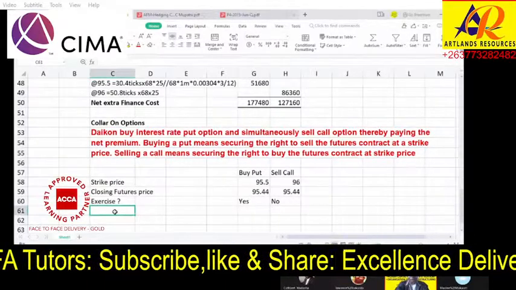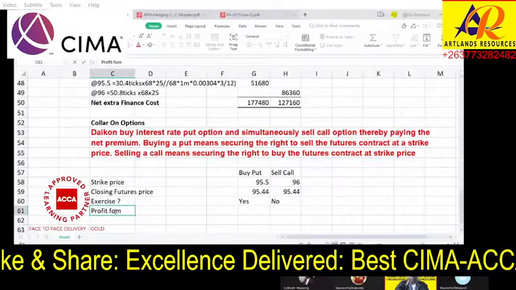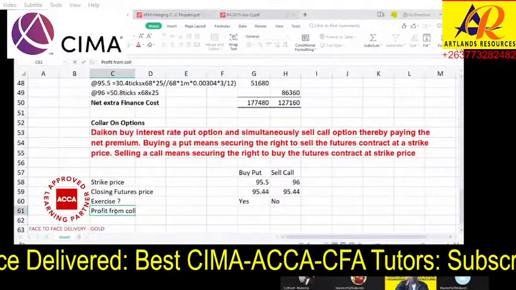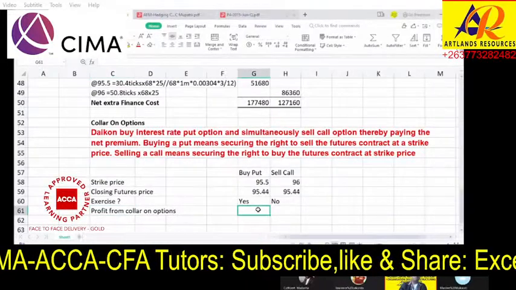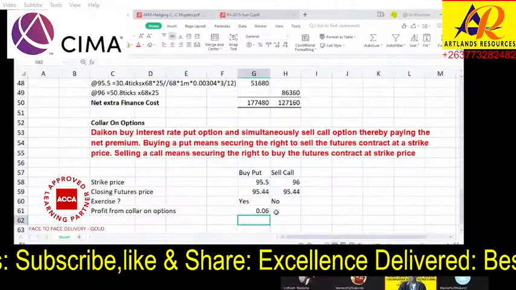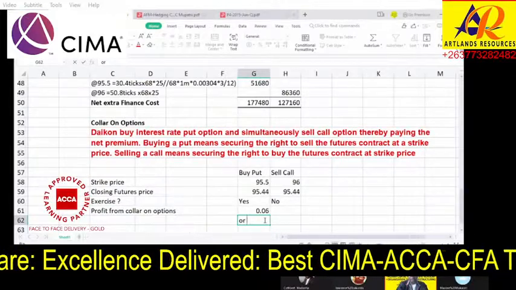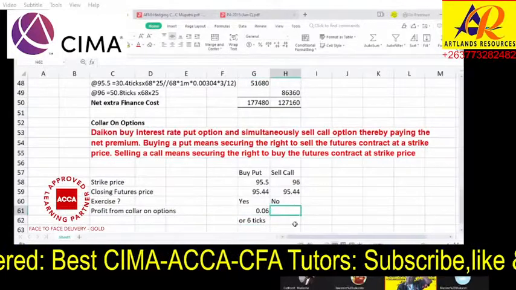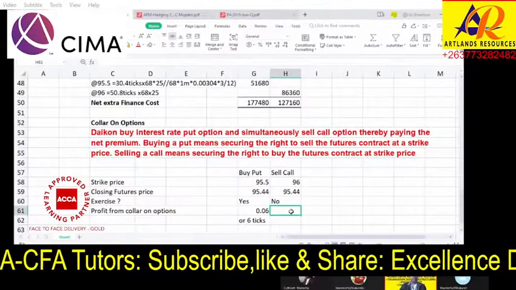Then you say profit from options, profit from collar on options. Now, collar on options, the profit will be this minus this, which is 6 ticks. Here there's no more profit because I haven't exercised it. So again, I no longer consider the right side. I'm now considering where I have exercised it.